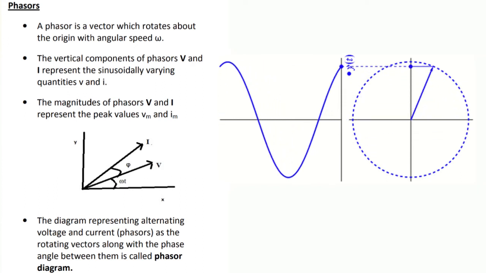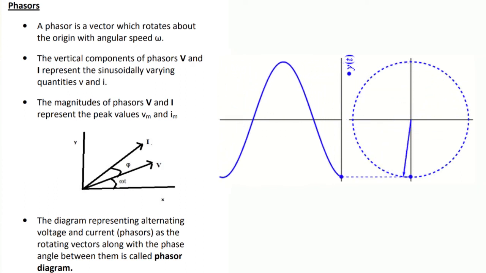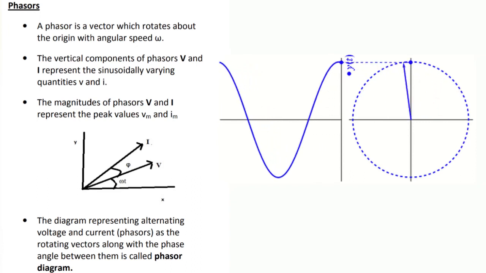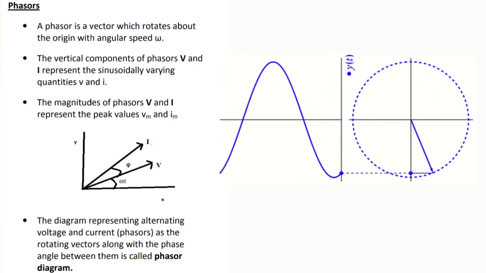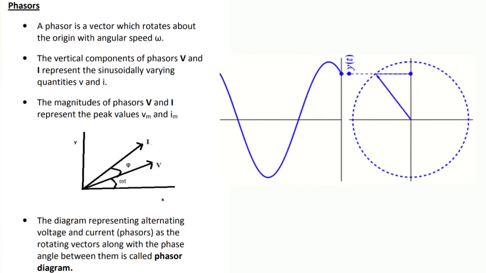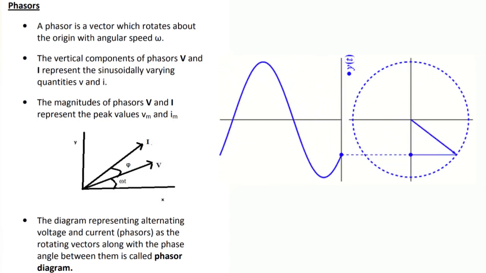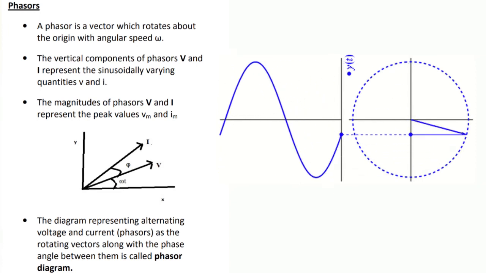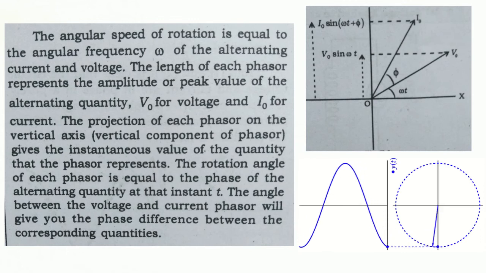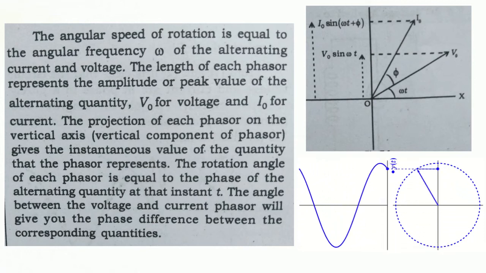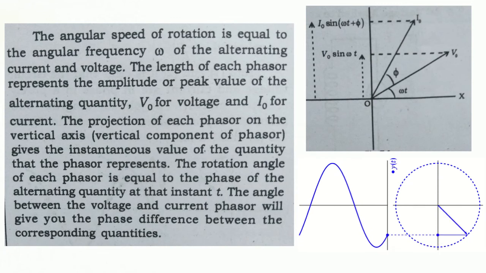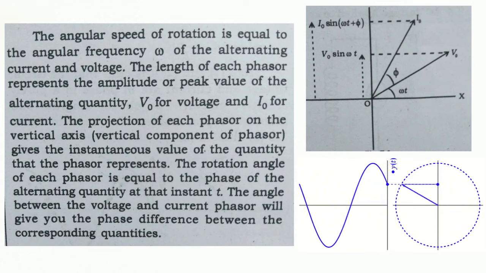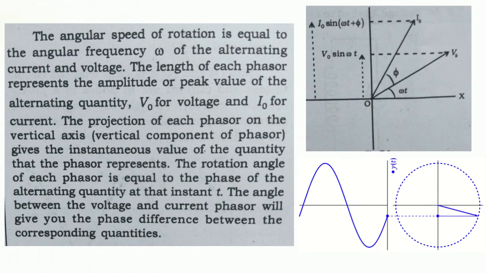The diagram representing alternating voltage and current, that is phasors, as the rotating vectors along with the phase angle between them is called a phasor diagram. The angular speed of rotation shown in this phasor diagram is equal to the angular frequency omega of the alternating current and voltage.